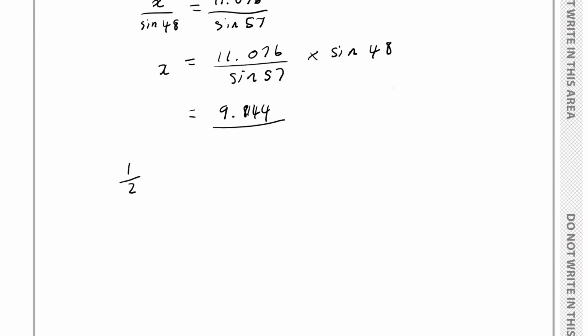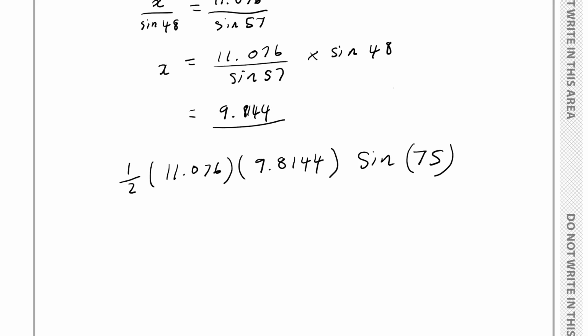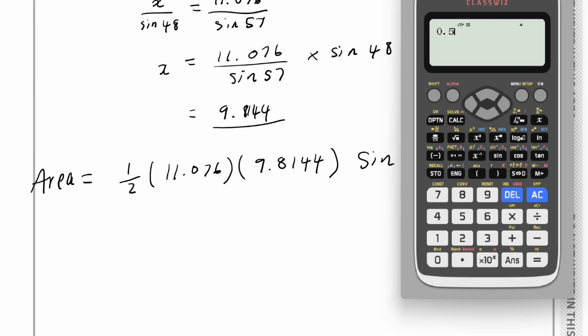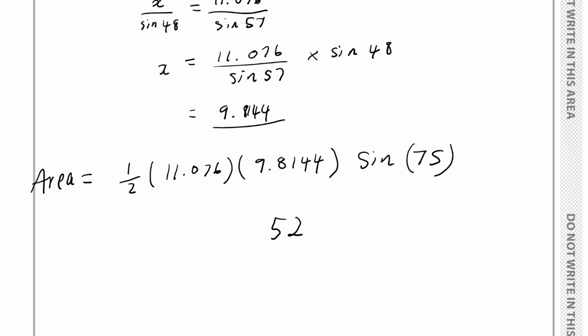Now we can use half ab sine C. So it's half times the 11.076 times the 9.8144, half ab sine C. So that is the area of the triangle. So it's half times A times B sine 75, and A and B are the ones we saved in the calculator. We get 52.5 centimeters squared.